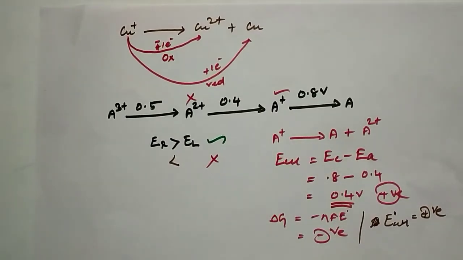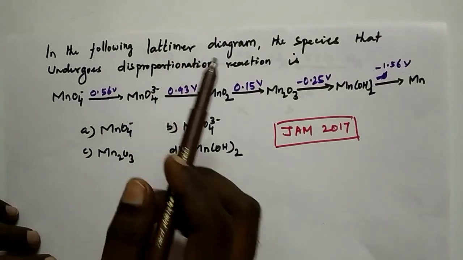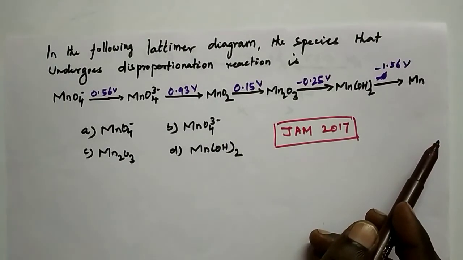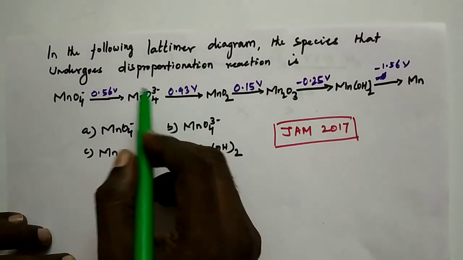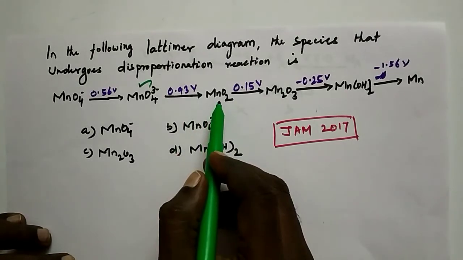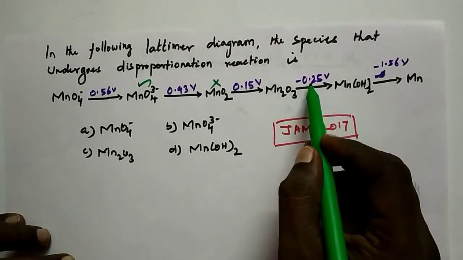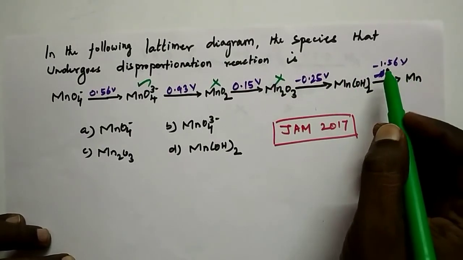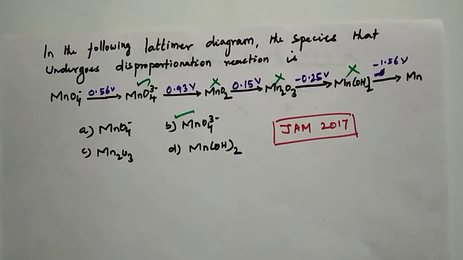Let's see this question asked in JAM. In the following Latimer diagram, the species that undergoes disproportionation reaction is, okay, this 5-step reaction. Look at the first step, this species MnO4^3-. Look at the right and left. E right is greater than E left, so this undergoes disproportionation. Next one, right is smaller than left, so no disproportionation. This one, right is smaller than left, no. Here both are negative and right is more negative, that means right is smaller than left, no disproportionation. So only this species. Answer is B.